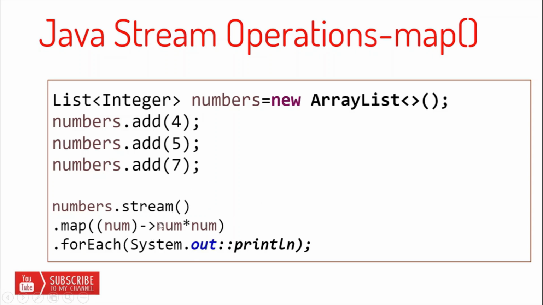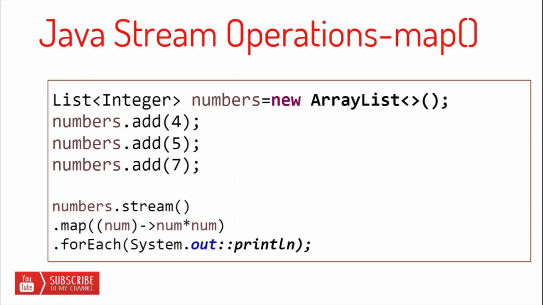Then 5 will be converted to 25, 7 will be made to 49. One thing to be noted here, this original list will never be modified. It will use or consume this list, multiply each element with itself or square it, and generate a new stream here. So that stream we can consume by a terminal operation of forEach if we want to print those values.